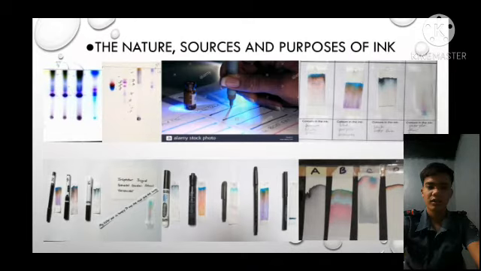Ink. Ink is a gel, sol, or solution that contains at least one colorant, such as a dye or pigment, and is used to color a surface to produce an image, text, or designs. Ink is used for drawing or writing with a pen, brush, reed pen, or quill.